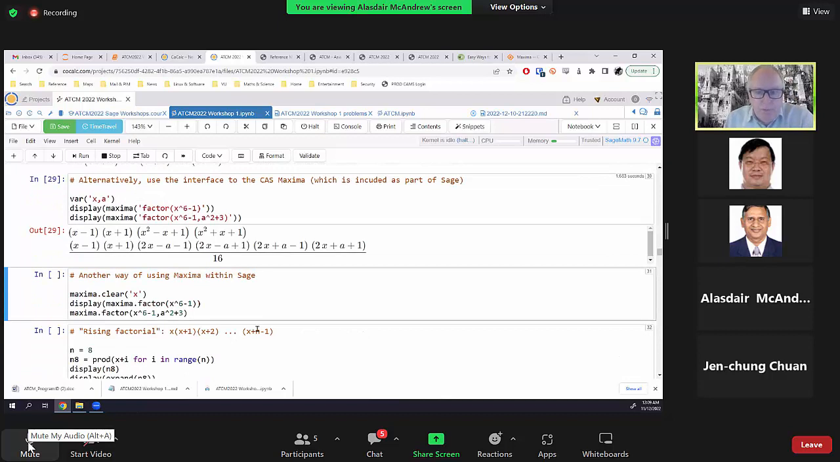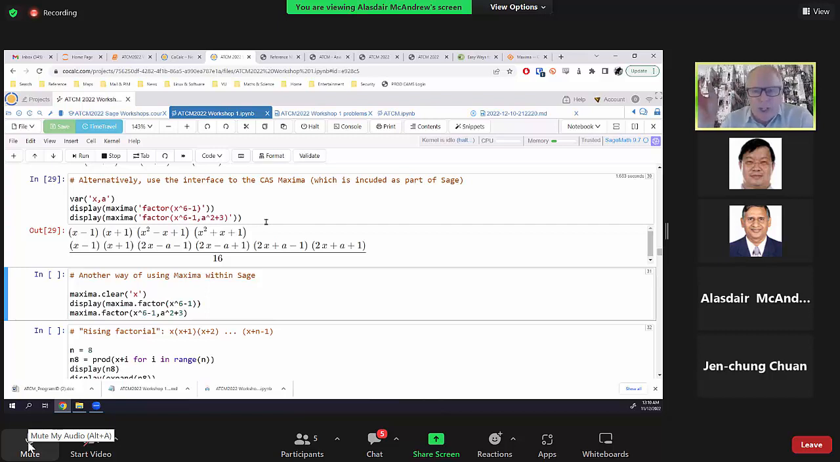Here's two factorizations of x to the 6 minus 1. One is just the same factorization we had before. The other one, and Maxima does this, and this is really very neat, Maxima allows you to extend the field you're working in by a minimal polynomial which defines the extension.